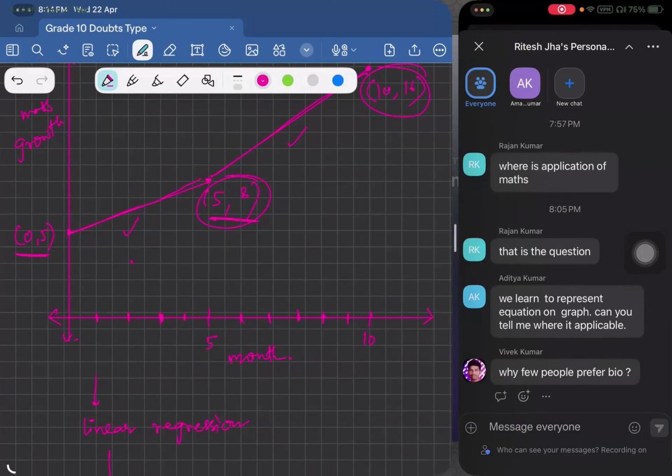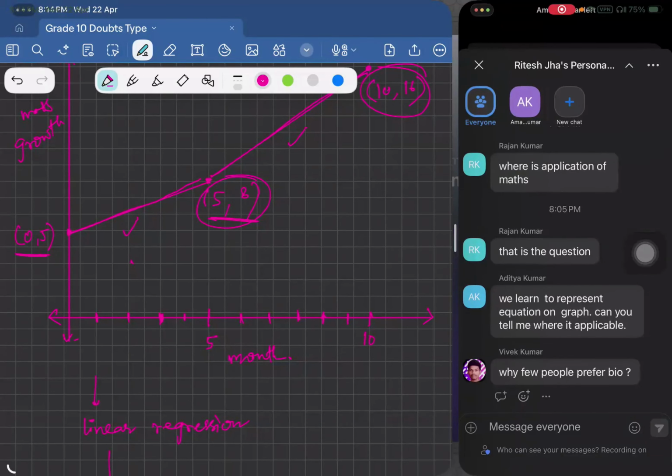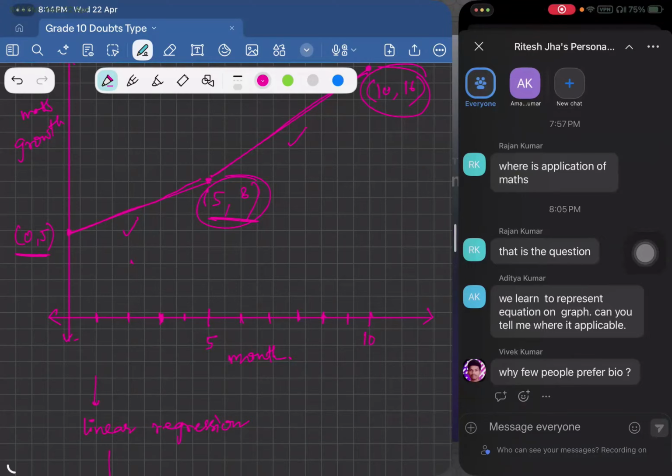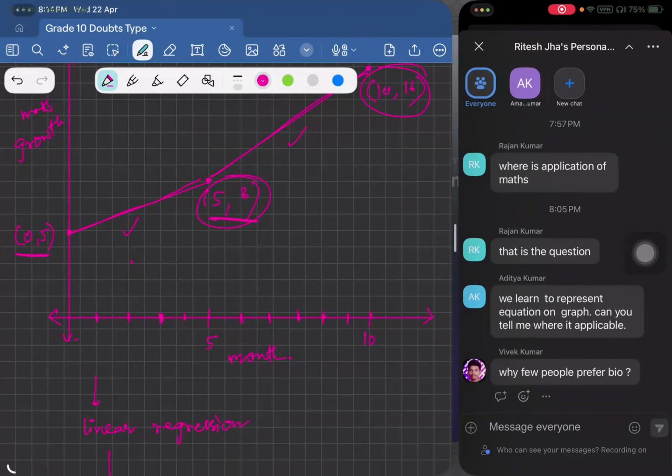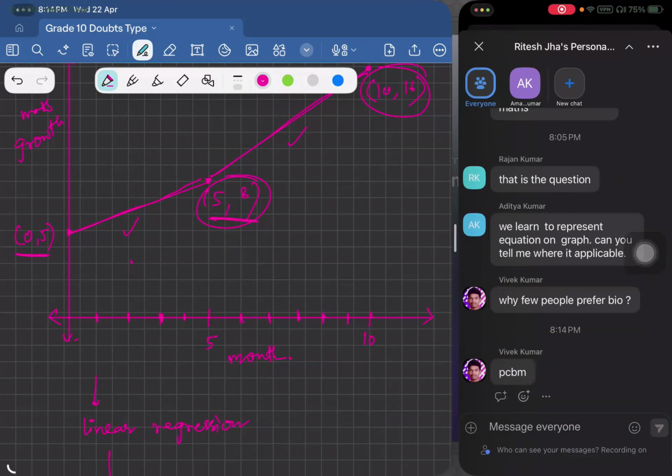So why do few people prefer bio? Bio with what? Do you want me to give you an example of bio with business, bio with math, bio with physics, bio with chemistry, bio with art, bio with language? Tell me, and I'll tell you how bio is literally applied with different fields, with different subjects, and just bio alone.